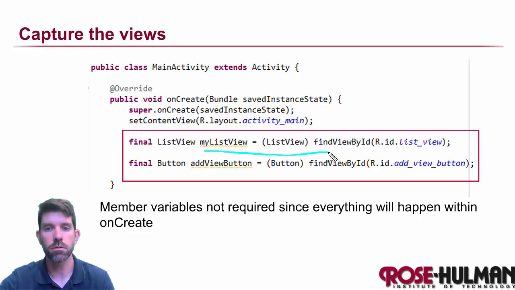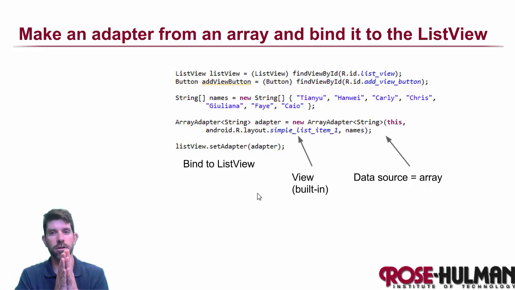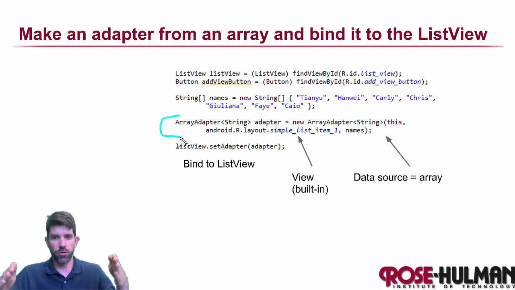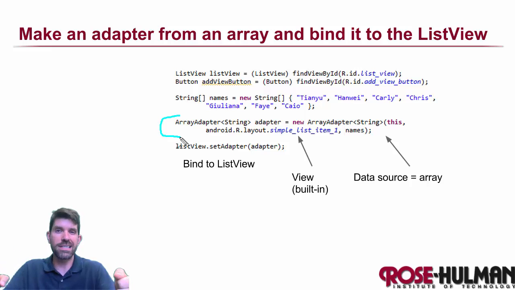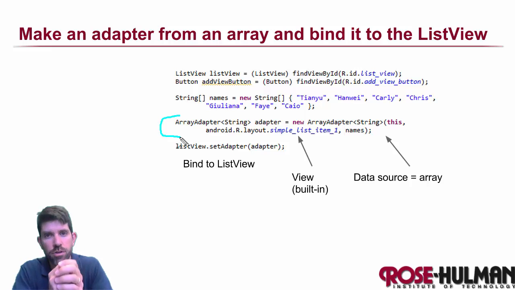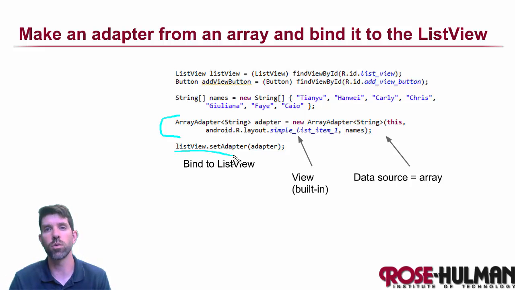We captured views right here. Nothing new. Notice that I'm not making member variables. Everything is pretty much going to be happening within onCreate, so that looks fine. We made the adapter, and the main idea here is that in one line, we pulled together a view, and we happen to use a built-in Android one, and then we took a data source, which was our array. We pulled these together into our adapter, and the adapter is able to create lots of copies of the view, and it's going to connect them with the list view.